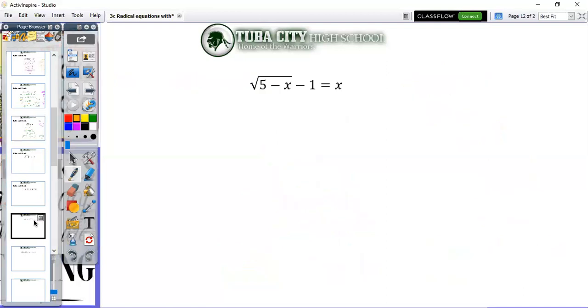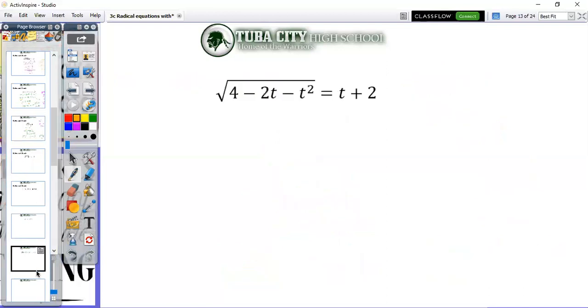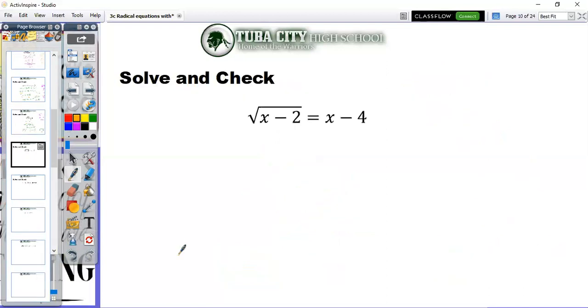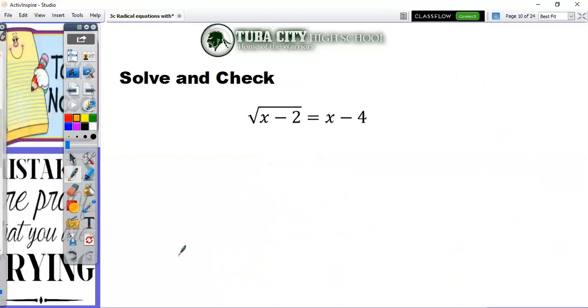Let me just check here. Okay, I got, oh, okay, it's just a little one. All right, we'll see how many we have here.